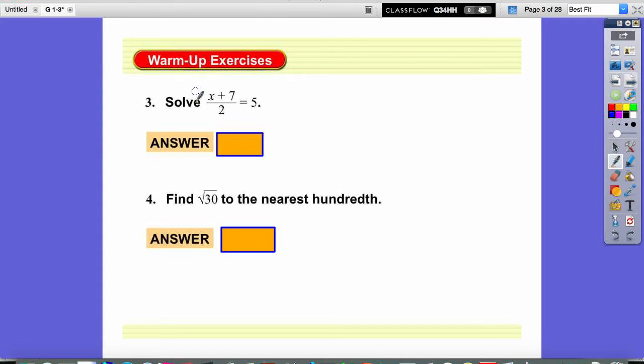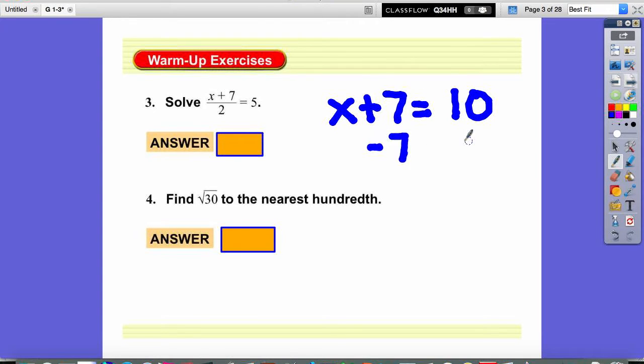Solve this. So we have to remember that first, instead of dividing this side by 2, we multiply both sides by 2 to get rid of the division by 2. So x plus 7 equals 10. I subtract 7 from both sides. X equals 3.